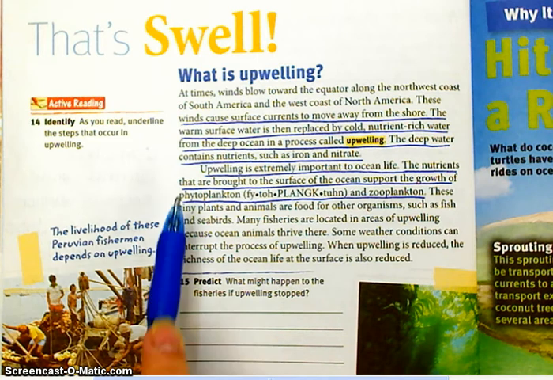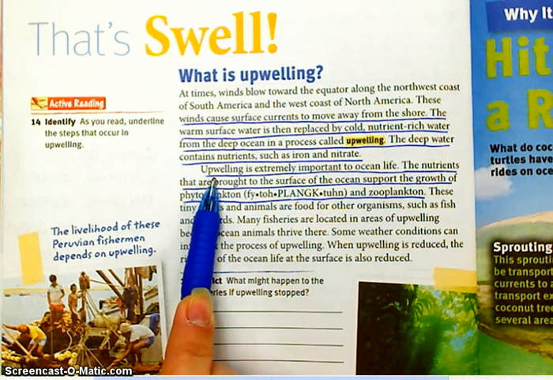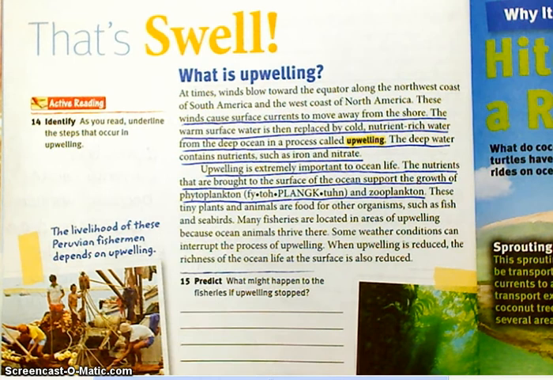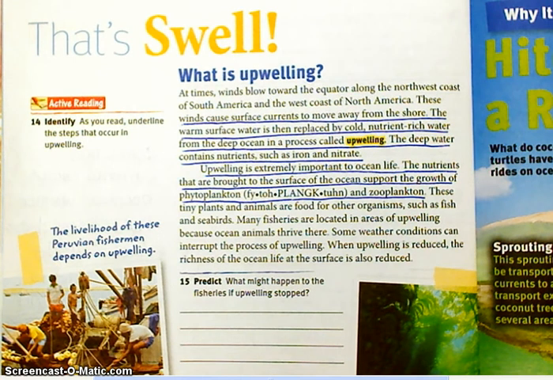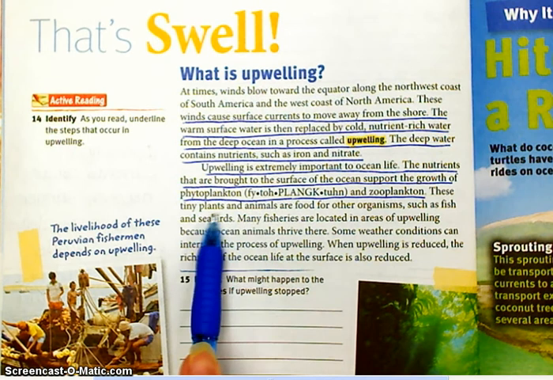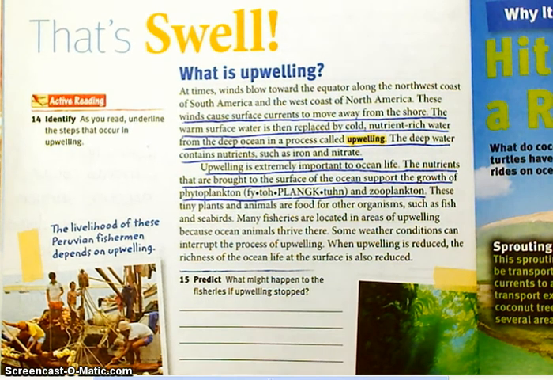And upwelling is extremely important to ocean life because those nutrients help to support the growth of phytoplankton and zooplankton. Remember, phytoplankton and zooplankton are teeny tiny little plants and animals that basically are the beginning of the food chain. Okay?